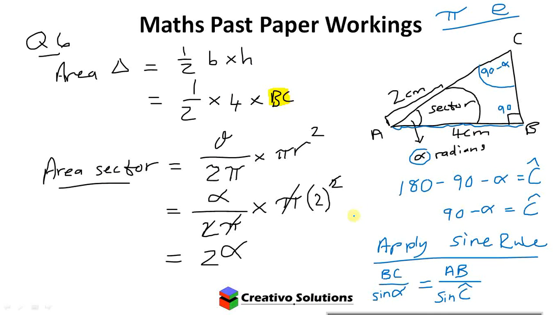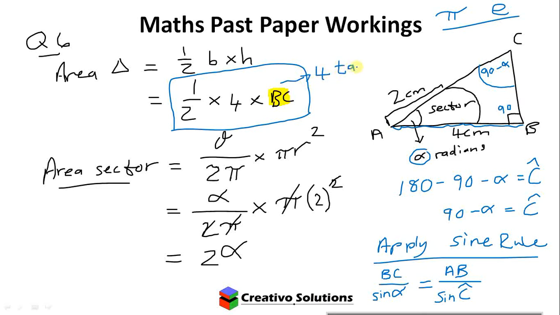Right, so let's go back to the question. Here's the question. This is what I started with. Do I know what BC is? Yes. In terms of alpha, I do. This is 4 tan alpha. Right, did they want the area of the triangle? So why did we have to get tan? We did an identity to make a tan, but why did we need it? Because tan is just one variable.